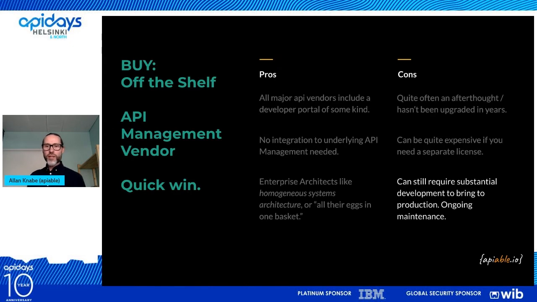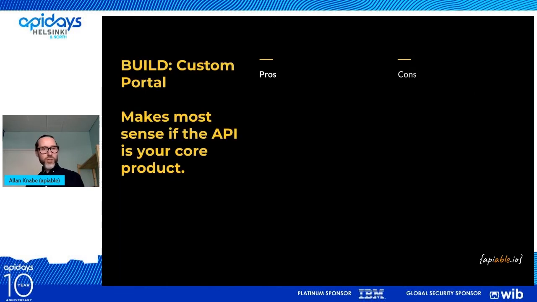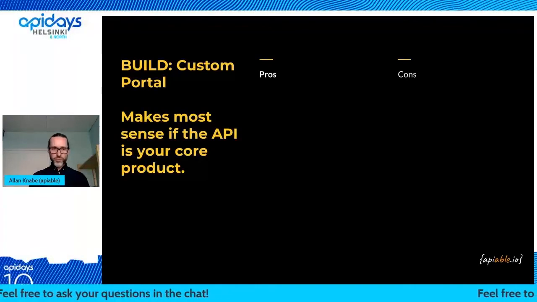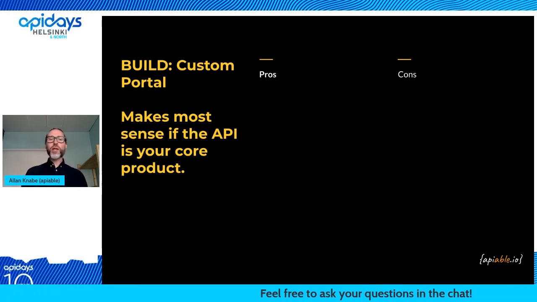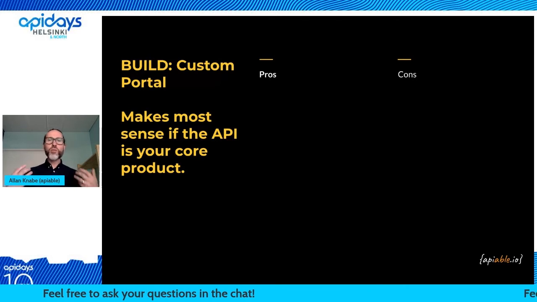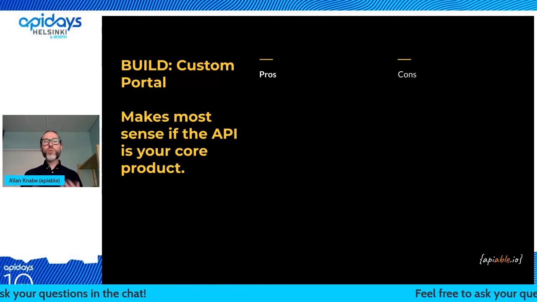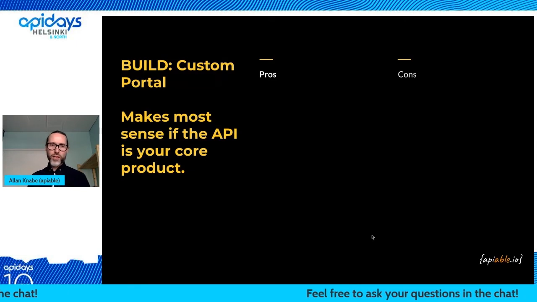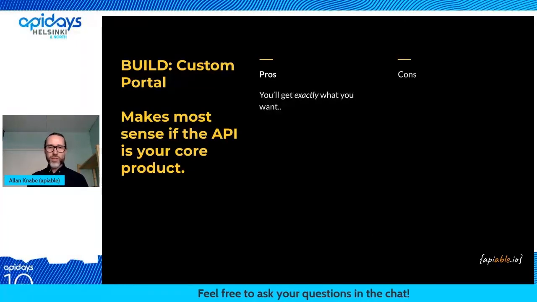Can still require quite some development, bespoke changes to get them ready for your brand, and also require some ongoing maintenance as well. So switching from a buy scenario to a build scenario, why would you build your own portal? This case makes most sense if the API is your core product. So if you're like an API first, API led organization, if your product is an API, probably you're going to want to build out a custom portal. That's like one of the only times I would really suggest you do it.